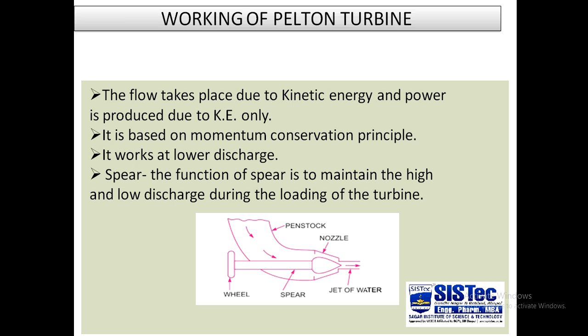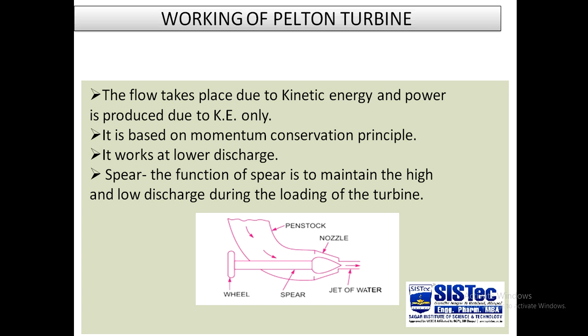So first of all, let me start with some points. The flow in a Pelton turbine takes place due to kinetic energy, and the power is also produced due to the kinetic energy only. That means the energy of water stored in the dam is in the form of potential energy, and when we convey this water through a penstock, and the penstock water strikes the turbine blades with the help of a nozzle, this potential energy is converted into kinetic energy. So hence the power is generated due to kinetic energy only.